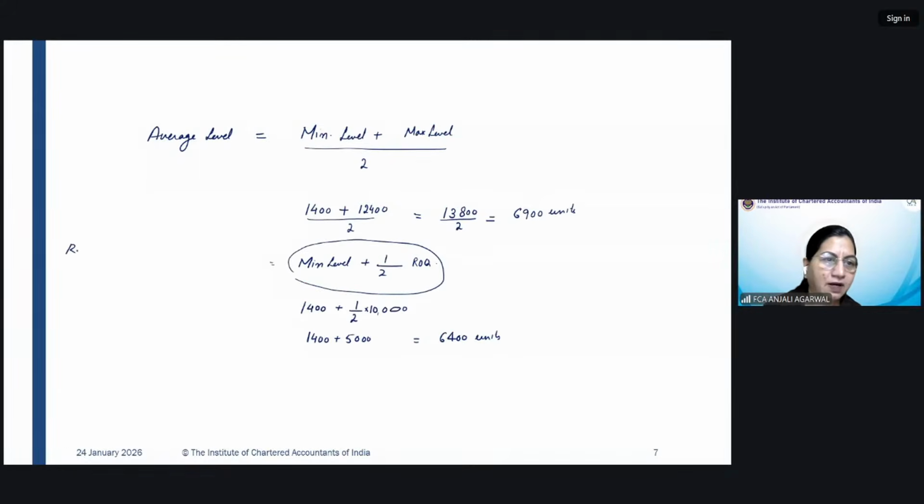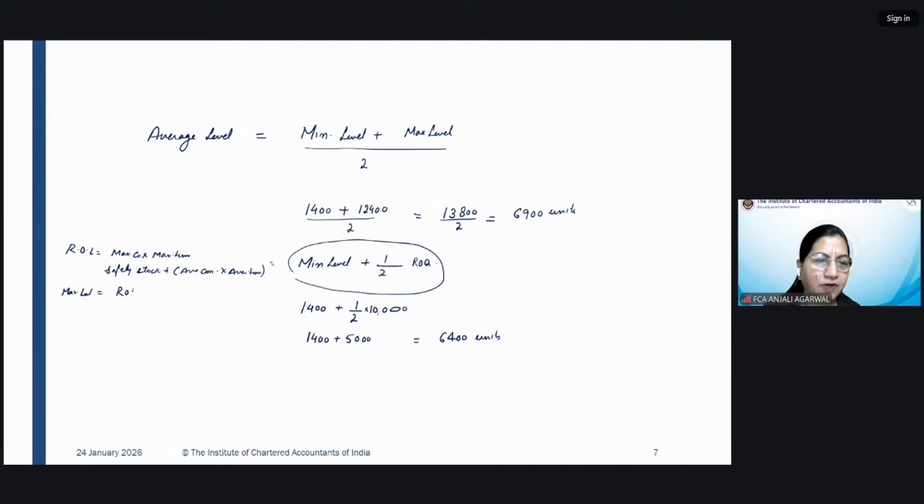So to sum up quickly, ROL is given by either maximum consumption into maximum time or safety stock plus average consumption into average time. So if you go by average, then you must have a safety stock. But if you go by maximum consumption, that means you are not taking any risk. It's 100% safe.